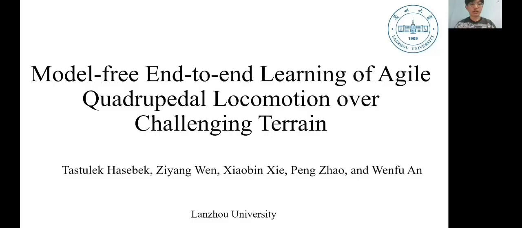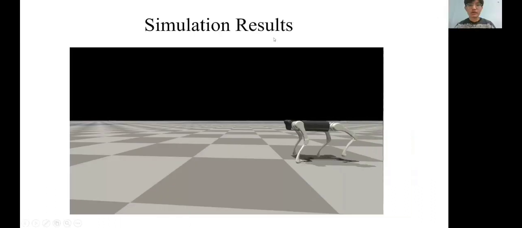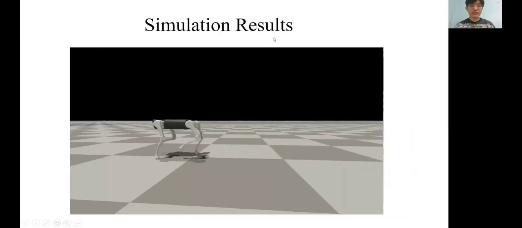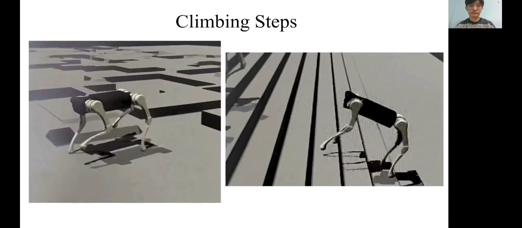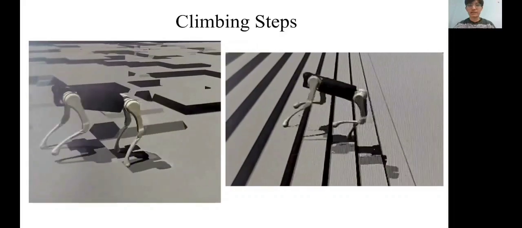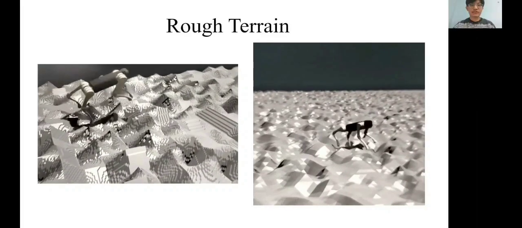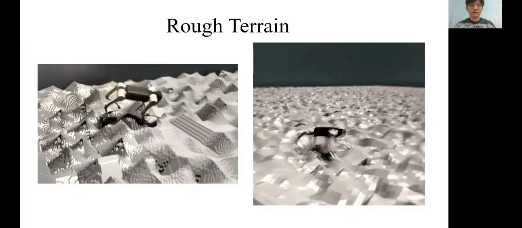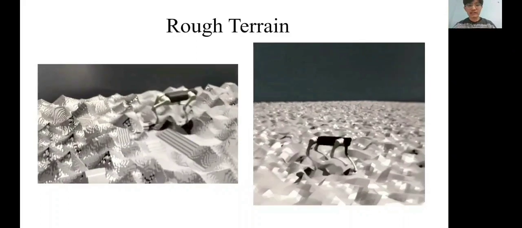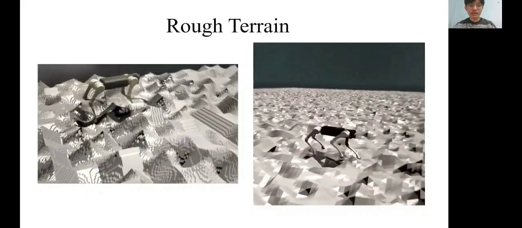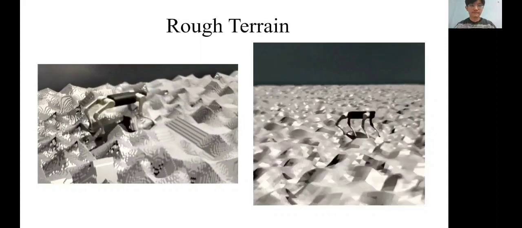Our work is named Model-Free End-to-End Learning of Agile Quadruped Locomotion over Challenging Terrain. First of all, let's see our simulation results. We can see this is a standard short gait, and it can climb the steps very stably. And this is a rough terrain. We can see that it can recover very easily when it nearly falls down.